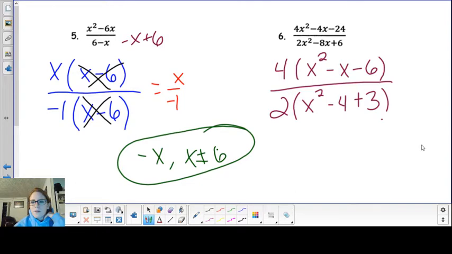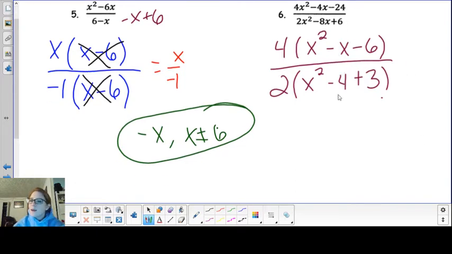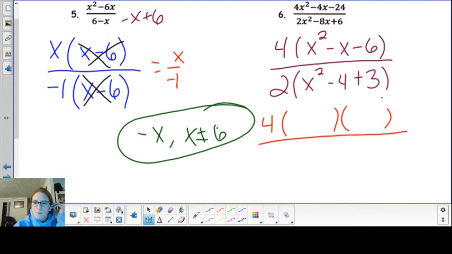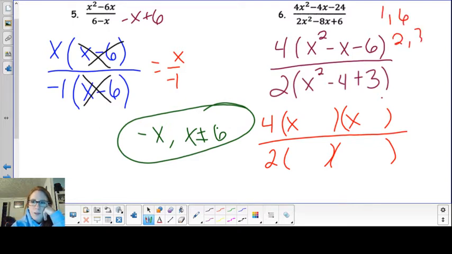Okay, next step is, let's go ahead and factor those guys to get stuff to cancel, because right now I still don't have anything that's going to cancel. I don't have any like terms. So my 4 is going to stay there, and I'm just going to go ahead and create 2 parentheses on top. My 2 is going to stay there, and I'm going to go ahead and create 2 parentheses on the bottom. X times x will give me x squared. What will multiply to a negative 6 and add to a negative 1? I've got 1 and 6, 2 and 3. Okay, that's it. So what combination of that is going to give me a negative 1? Negative 3 plus 2.